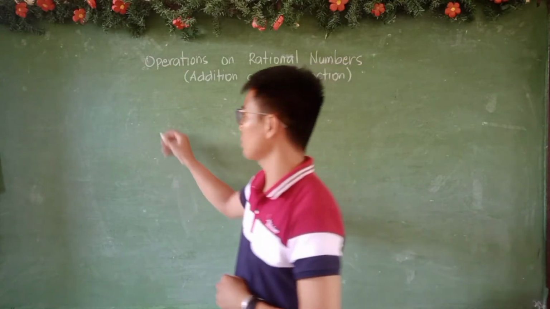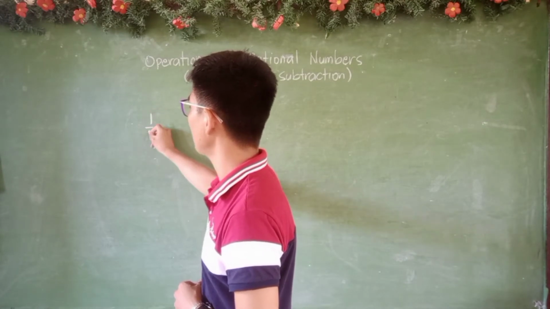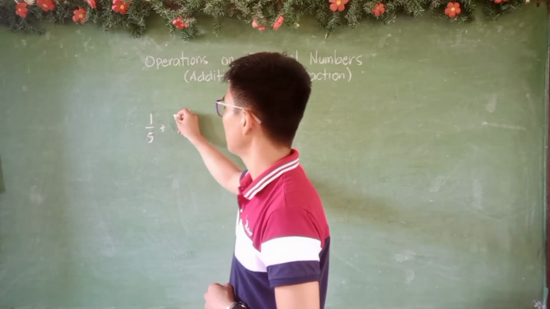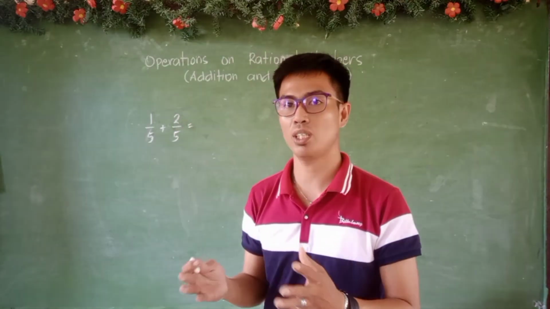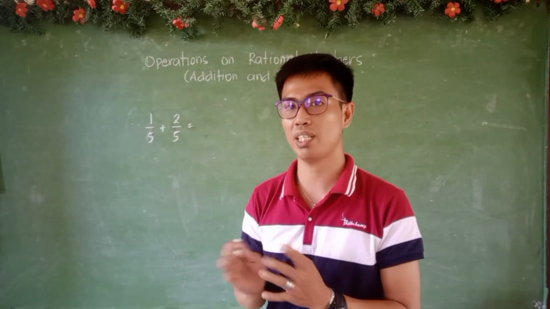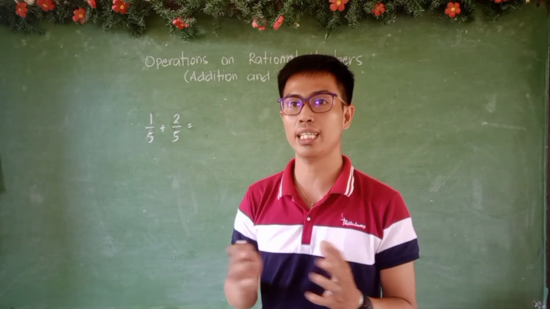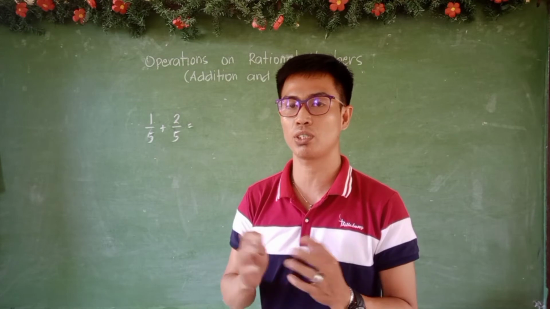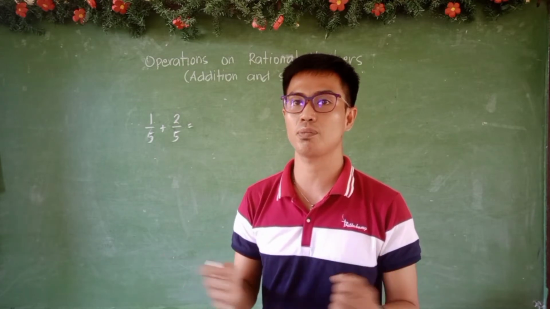So how are we going to deal with that? Let's say, for example, we have 1 over 5 plus 2 over 5. This is an example of similar fractions, 1 over 5 and 2 over 5. So what are we going to do? In adding this type of fractions, we are just going to copy the denominator and add or subtract the numerator.